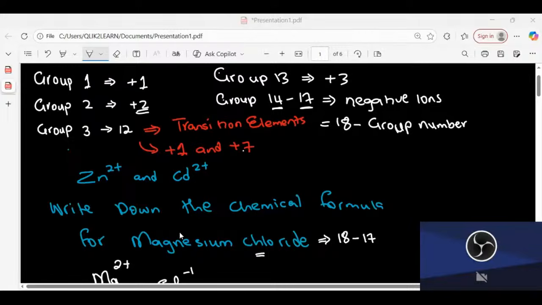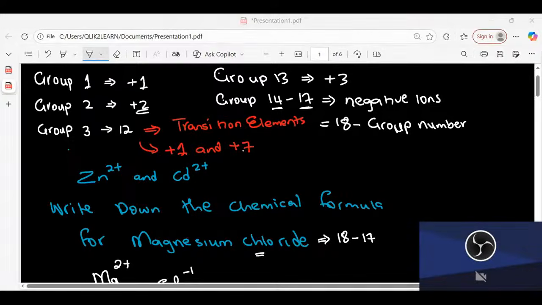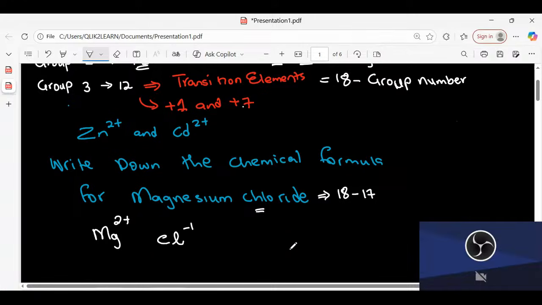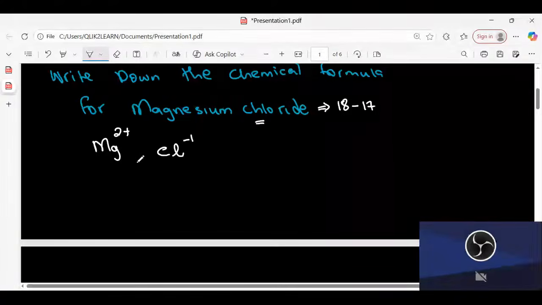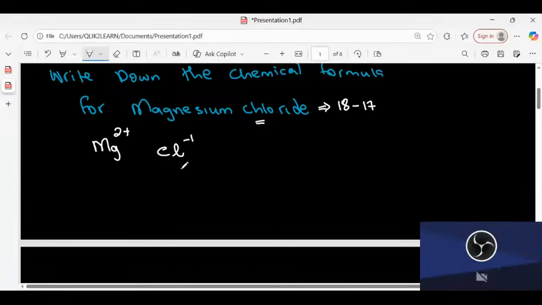Okay, great. So if we continue now, look at this. Does everyone understand where the Cl to the power minus 1 is coming from? The Cl is with 18 minus 17. We get 1, but it should be negatively charged. So now let's write the chemical formula.